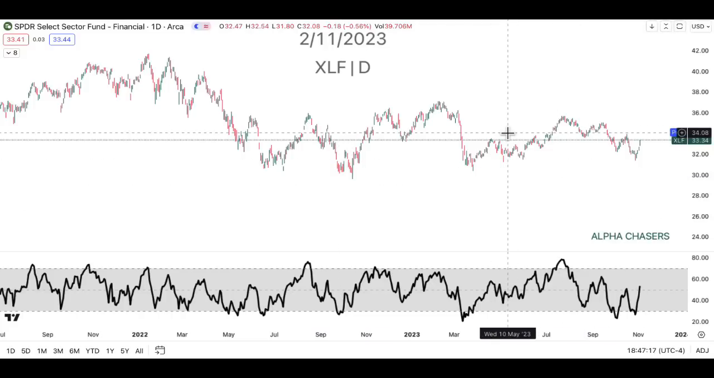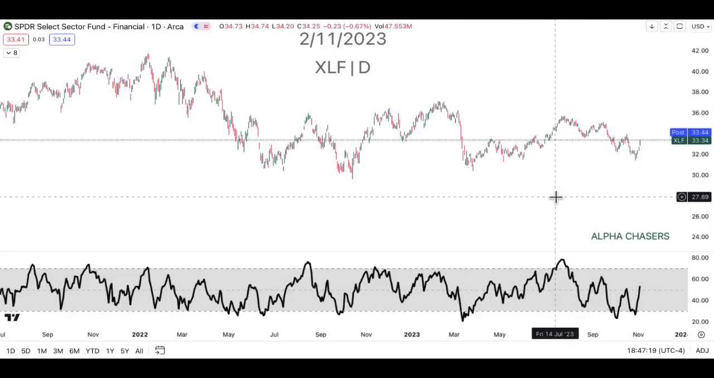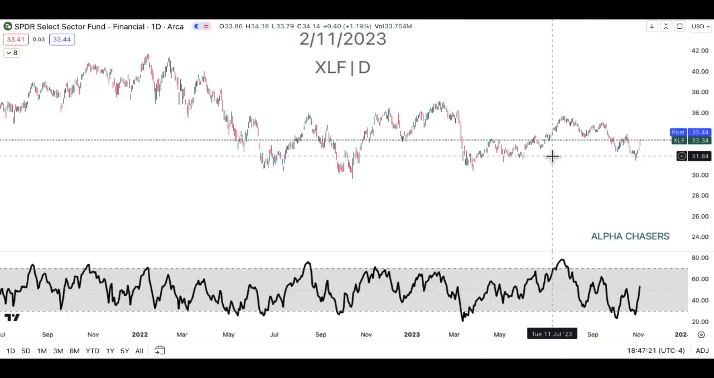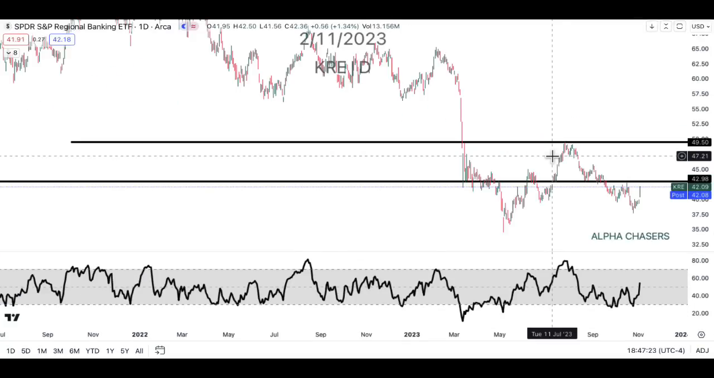Anyway, so we're going to talk about these sectors. There's more to it than that, but I just want to tell you where you should start to focus on these sectors. You might want to start drilling into KRE too.